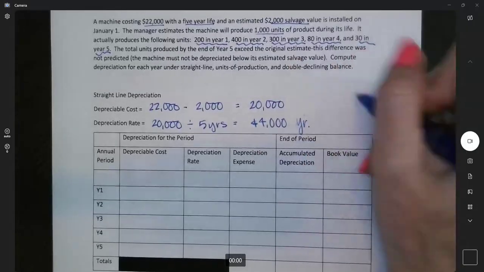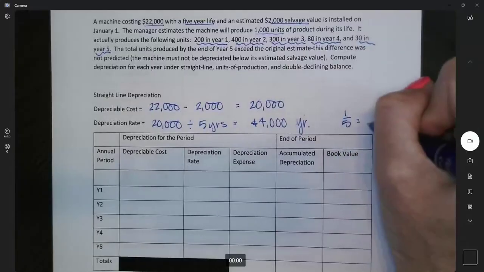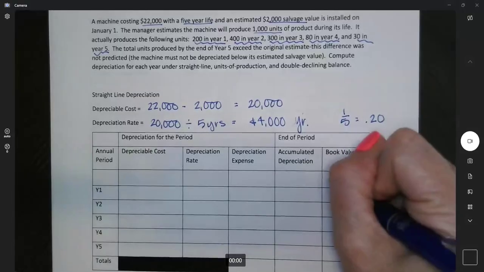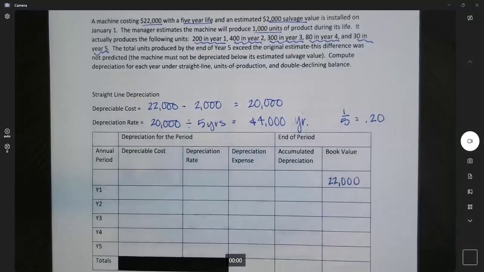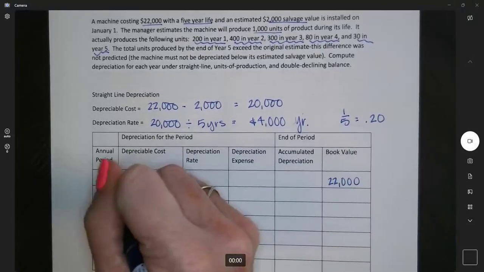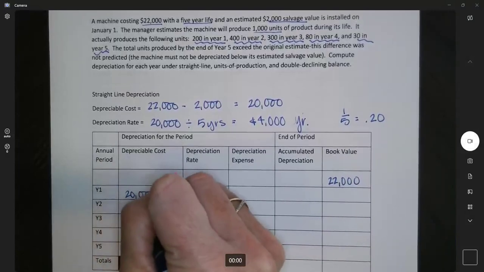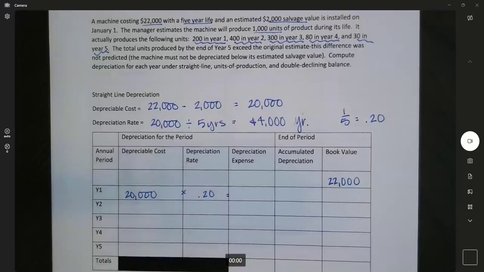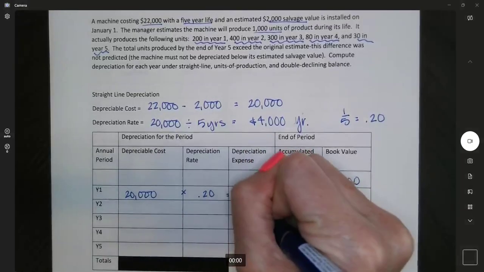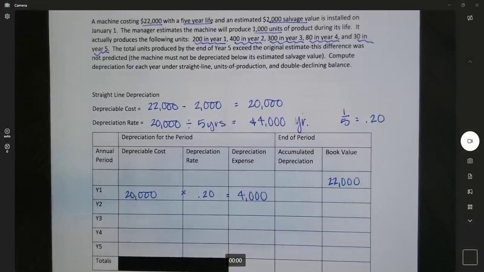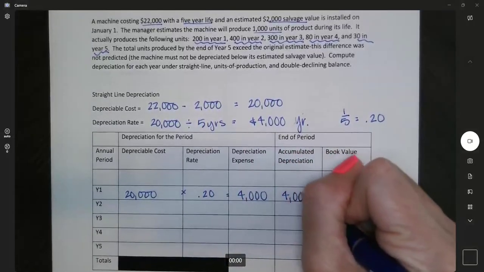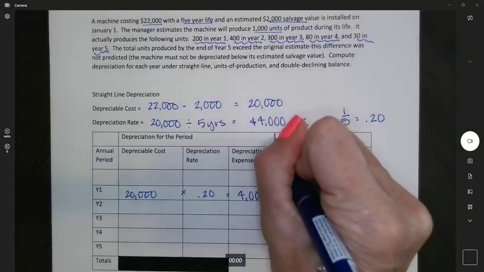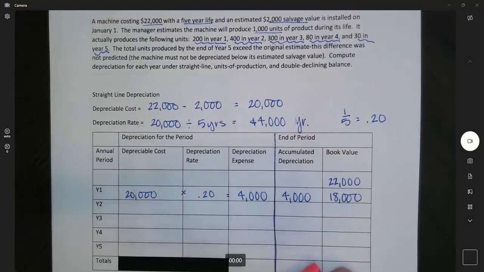We're also going to take 1 divided by 5, and we'll get 0.20. Okay, so our beginning book value is $22,000. After year 1, our depreciable cost of $20,000, which we can multiply times 0.20, is going to come out to $4,000. Our accumulated depreciation is now $4,000, and our book value is now $18,000. This is kind of its own separate piece of information.